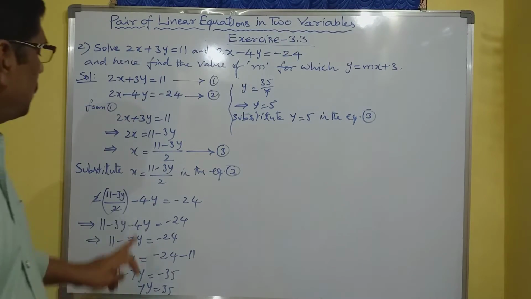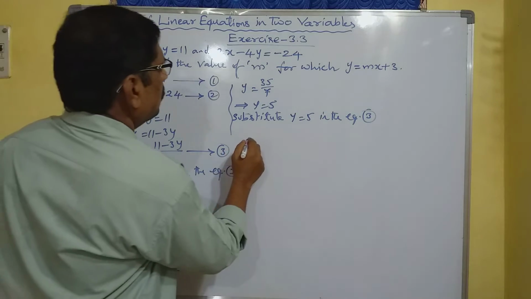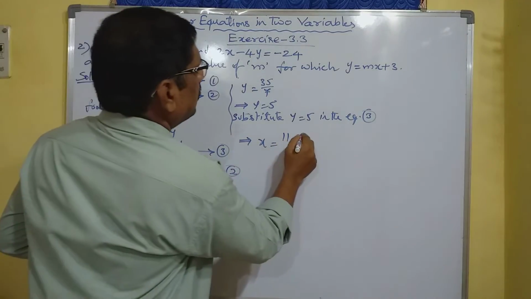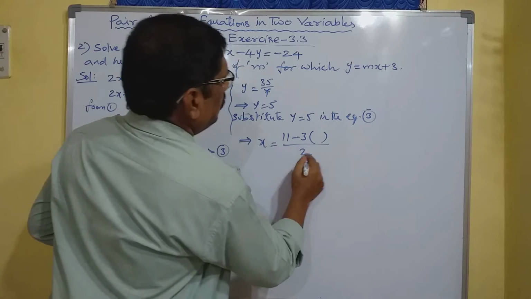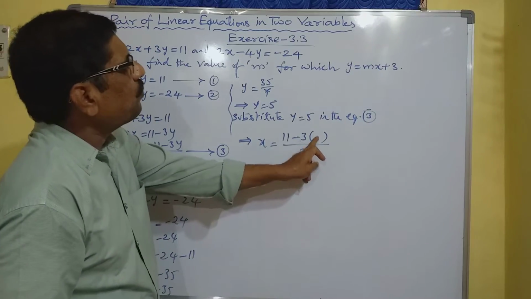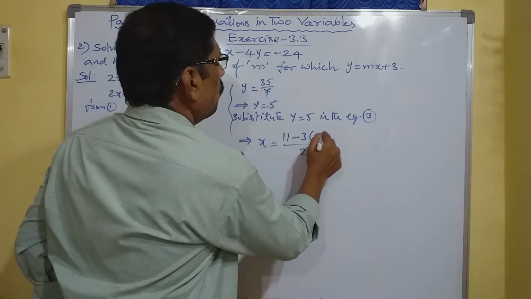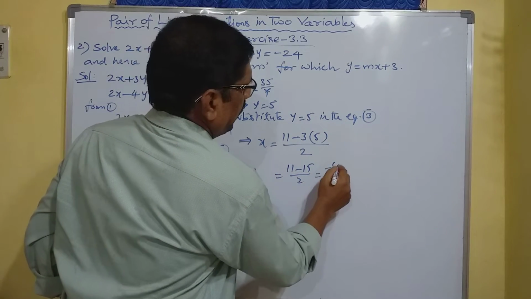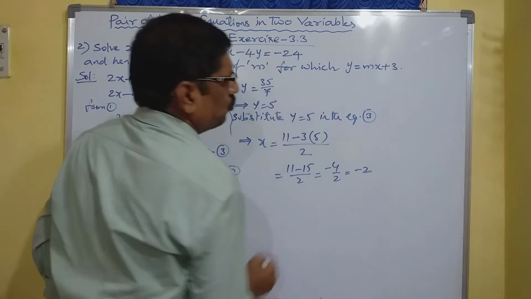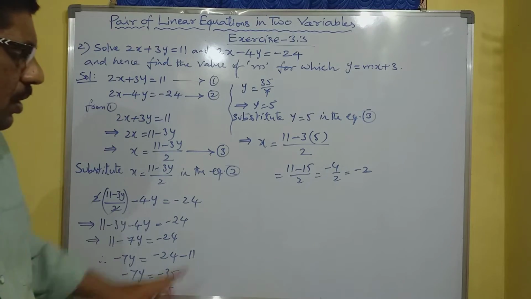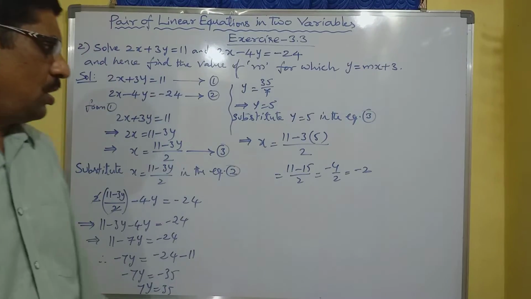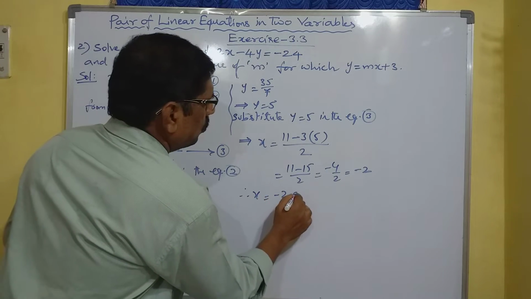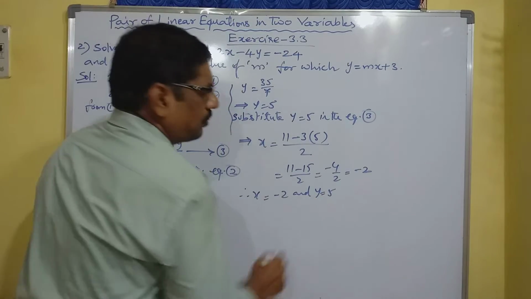What is equation 3? x = (11 − 3y)/2. In the place of y I have to substitute 5. Then we get (11 − 3 × 5)/2. 3 times 5 is 15, so 11 − 15 is −4, and −4 by 2 is −2. Therefore the value of x is −2. So x = −2 and y = 5.